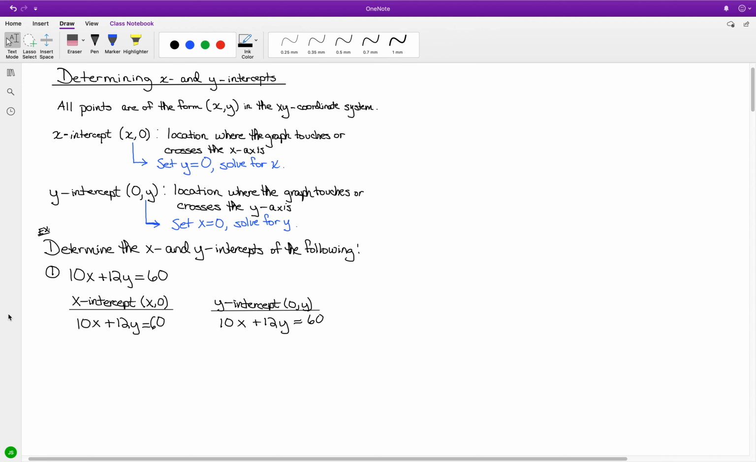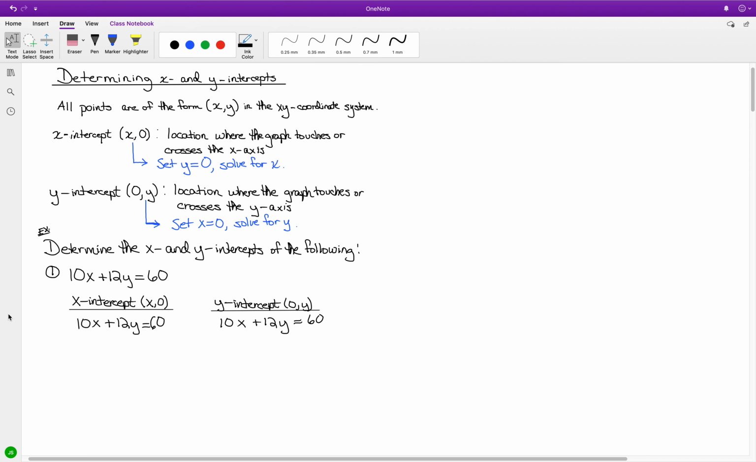In addition to what we have with types of linear equations, in the realm of nonlinear equations we also have what are regarded as x- and y-intercepts. For the determination of x- and y-intercepts, keep in mind that all points are of the form (x, y) in the xy coordinate system. For the x-intercept, we have the general coordinates (x, 0), and by definition, the x-intercept is the location where the graph touches or crosses the x-axis.